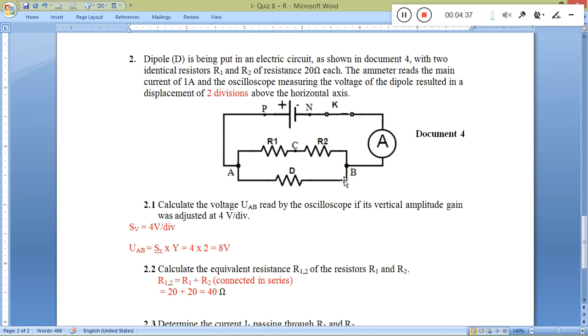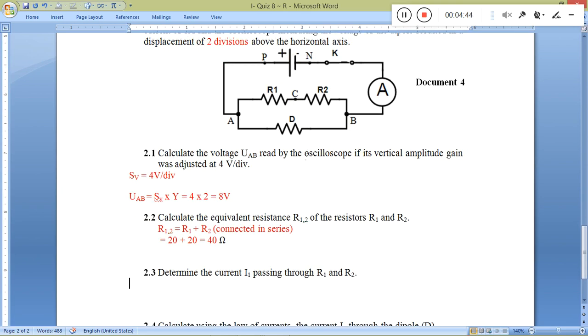Now determine the current I1 passing through R1 and R2. We have UAB calculated in part 2.1. We have R12, so we have U, we have R. Simply we can calculate I. So we start by stating Ohm's law, U equals R times I, and we also denote what the voltage, the resistance, and the current are. The voltage here is UAB, R is R12, and I is the current. Here it is called I1.